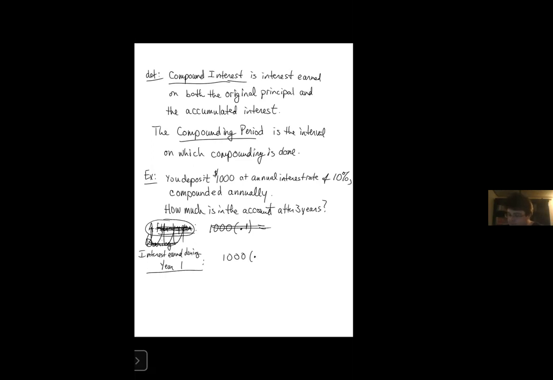Well, we have $1,000 at the beginning of year 1, and we have a 10% interest rate, so 1,000 times 0.1. We earn $100. So interest earned during year 1 is $100. And how much is in the account after year 1? Well, it's the initial 1,000 plus the next 100, so that's 1,100. Now we need this 1,100 in order to figure out how much interest is earned during year 2.